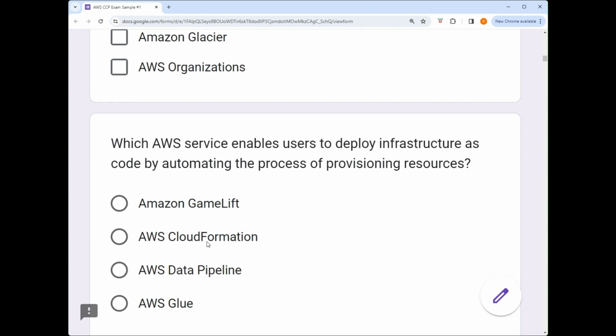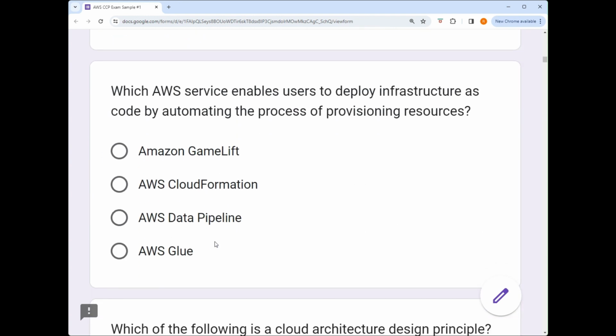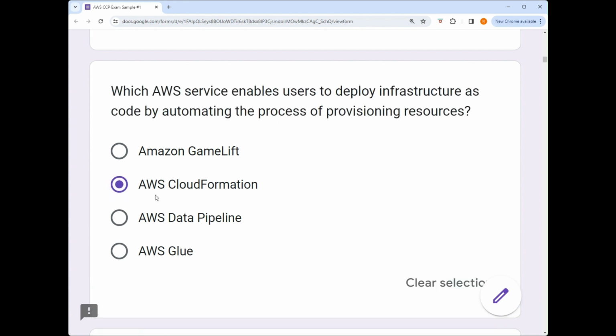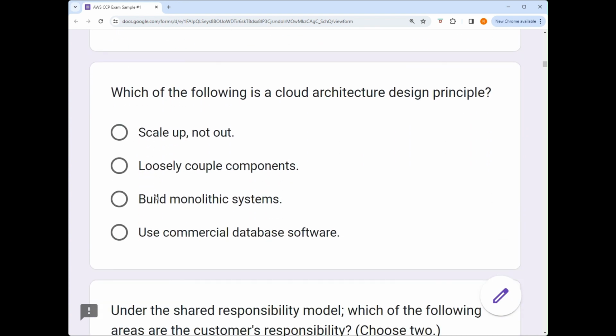Which AWS service enables users to deploy infrastructure as code by automating the process of provisioning resources? Amazon GameLift. AWS CloudFormation. AWS Data Pipeline. AWS Glue. Correct answer: AWS CloudFormation.